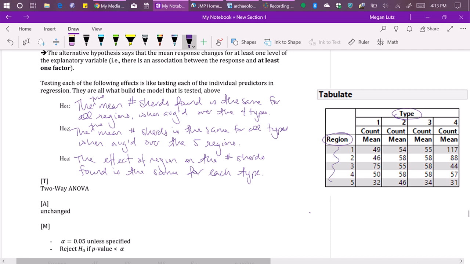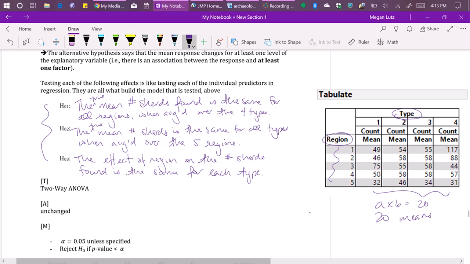So with the 5 regions of sherds and the 4 types, that means there are A times B equals 20 different classifications, or 20 cross classifications. So that means that there are 20 means that we could compare directly. Or we could think about it in terms of these 3 hypotheses if we don't want to compare those 20 means directly. So if we're to compare those 20 means, we would say at least one of those means differs for our alternative, but that's not really helpful.